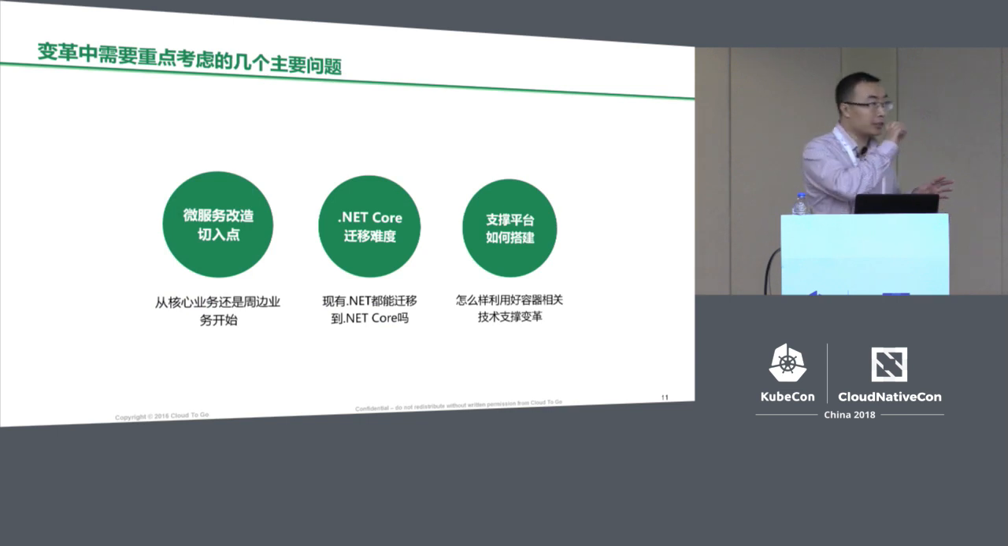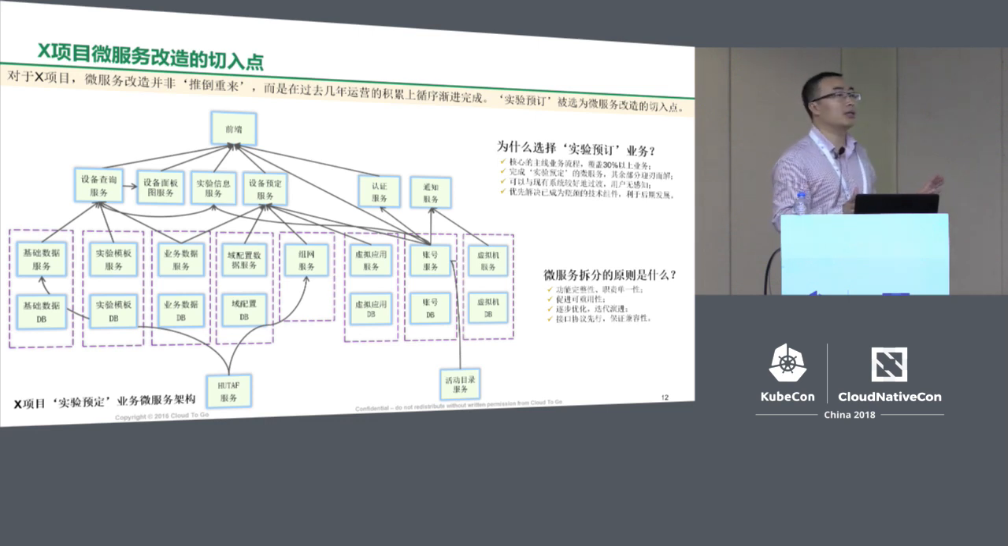There are some points that you need to consider. For instance, when we are doing some transformation of microservices, what kind of perspective do we look into it? And what are the difficulties when migrating .NET Core? How do we support this platform through container technology? I would like to share my opinion and experience through these three perspectives.